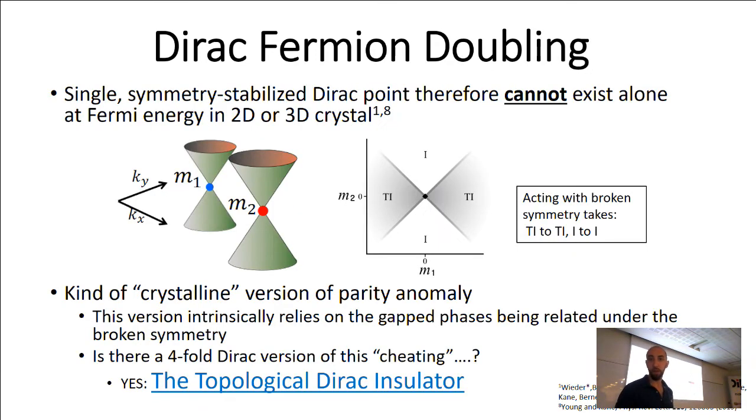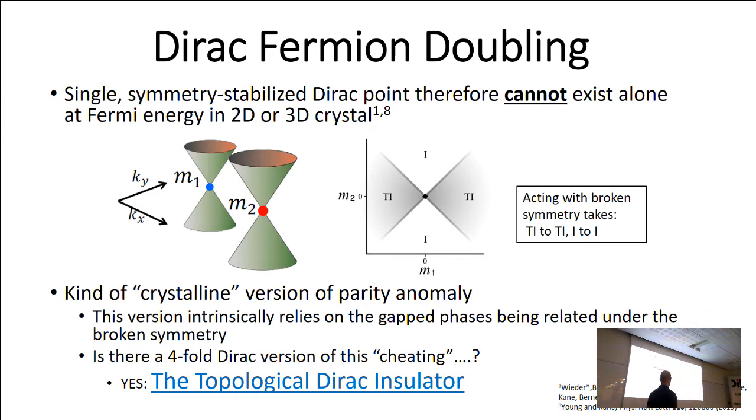So there's also a form of Dirac fermion doubling, and that is in a 2D crystal, it turns out also in a 3D crystal, I can't have a single symmetry stabilized fourfold degenerate Dirac point. I could have three, but I can't have one. And as long as I have time reversal symmetry, this has to be true because of the relationship with the quantum spin Hall effect, with the topological insulator critical point.